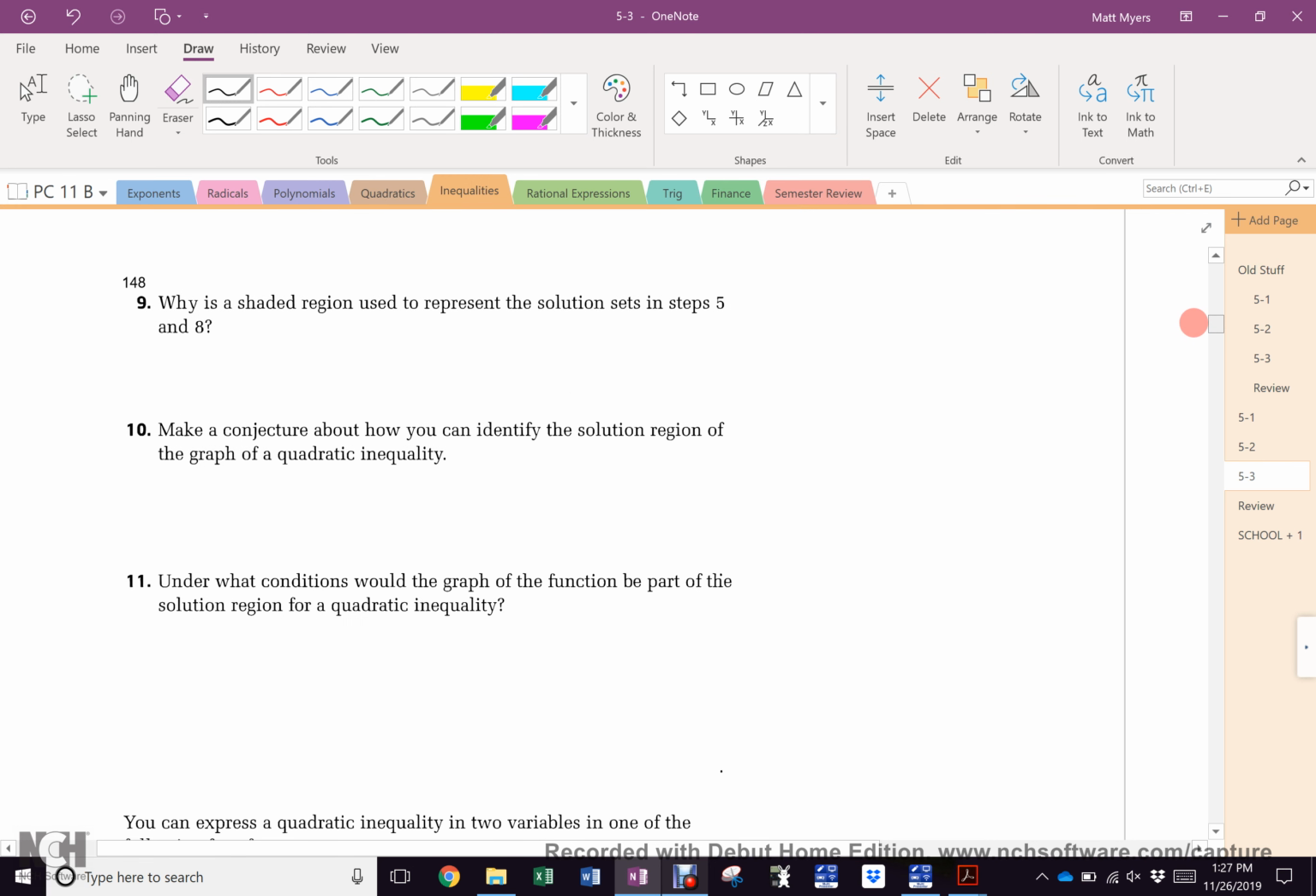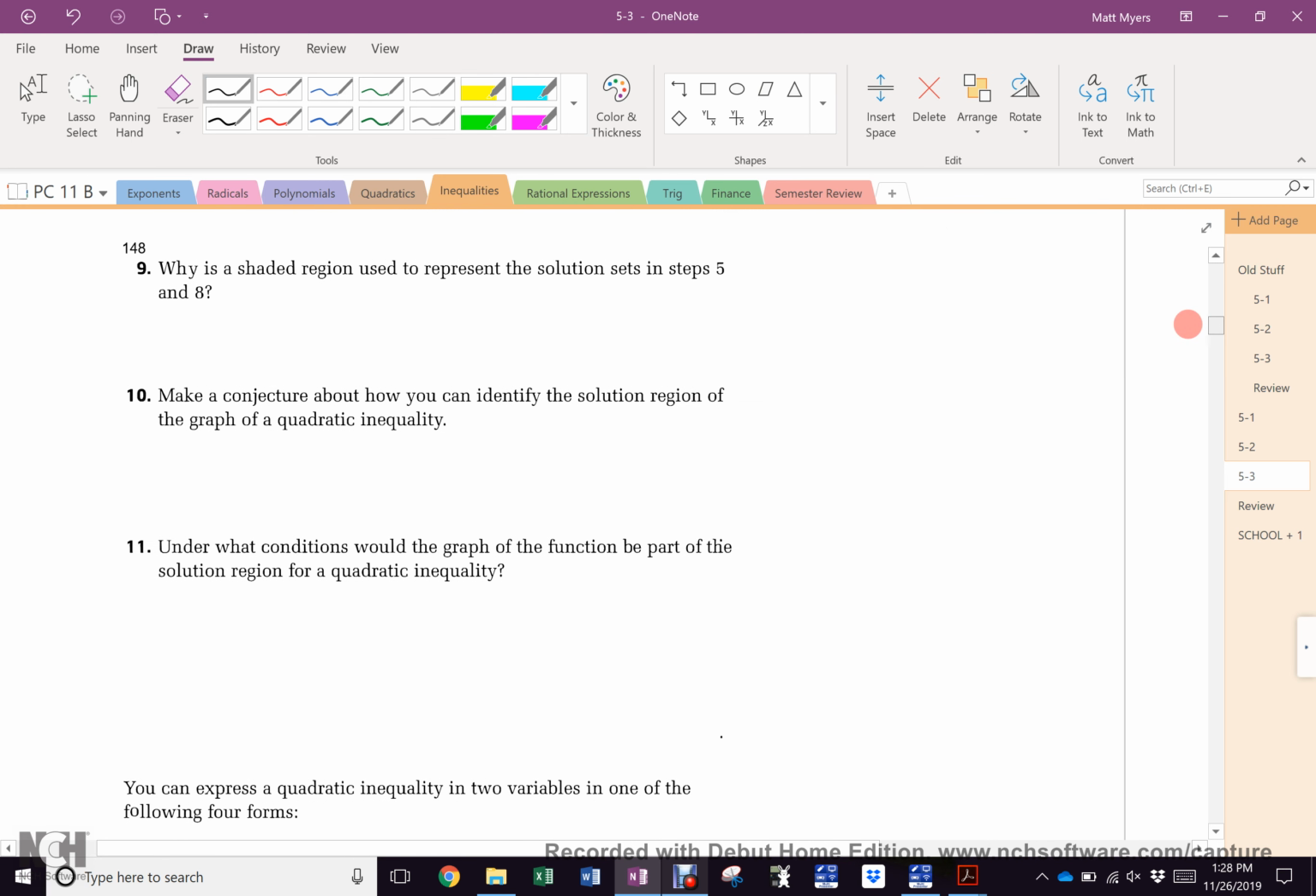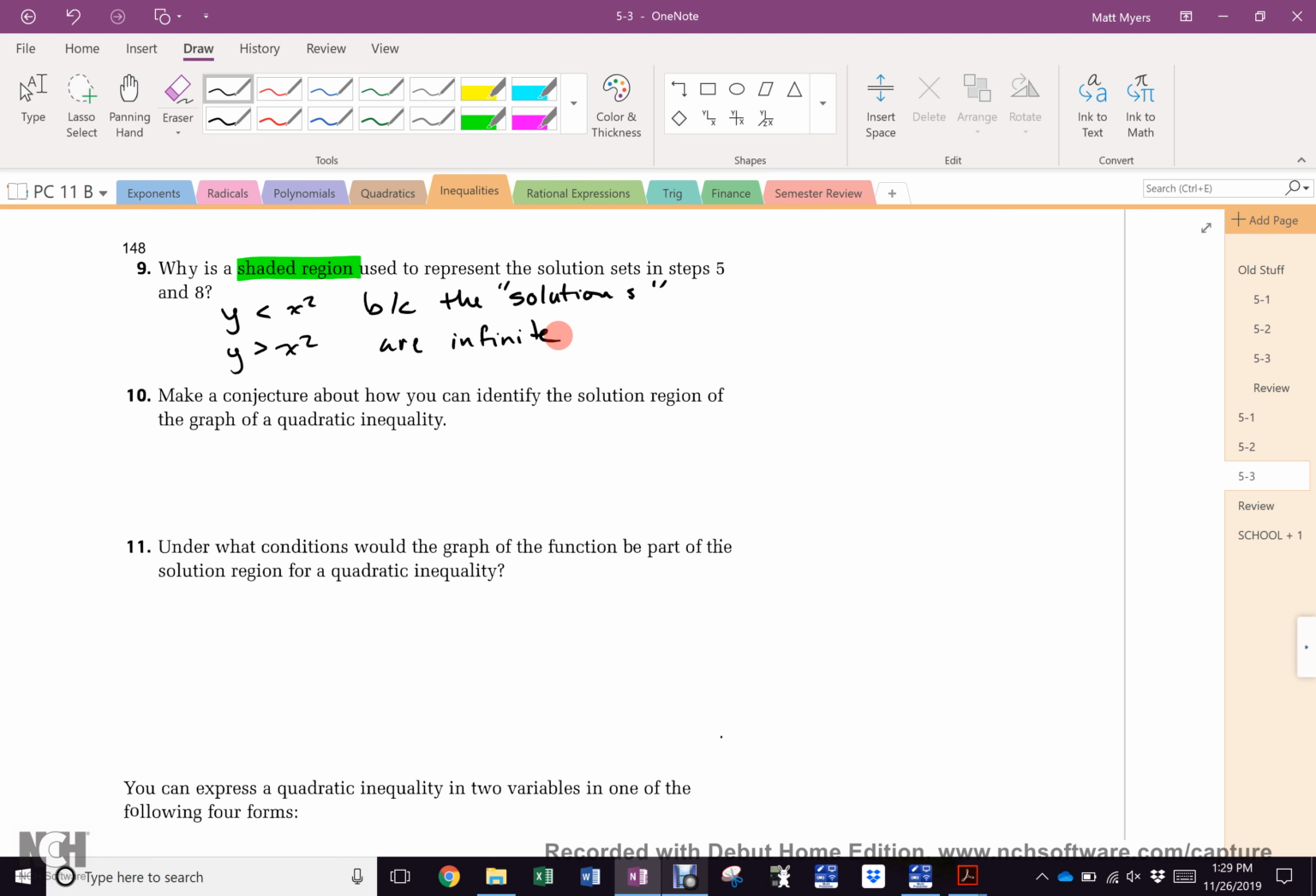All right, page 148. Why did we need the shaded regions? Remember, step 5 was y was less than x squared, and step 8 was y was greater than x squared. Why did I need shaded regions? Sam? Because there's like a whole area of rectangles. Right. All those x's and their corresponding y's work. We can't put an infinite amount of dots, so we shade. Because the solutions, and I'm going to put solutions in quotation marks, because there's more than one, right? The solutions are infinite. It's not any specific point. Everybody cool? Right?